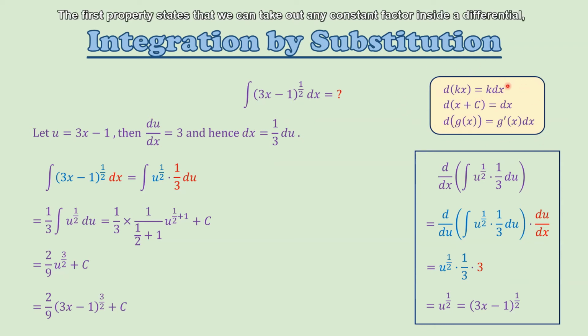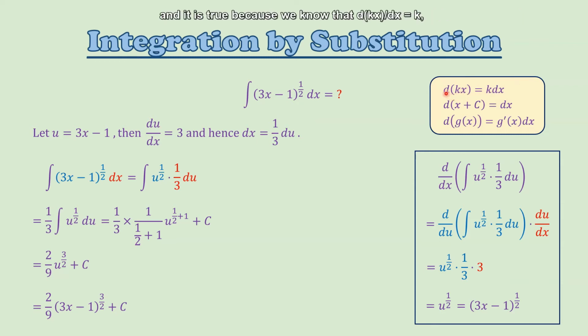The first property states that we can take out any constant factor inside a differential. And it is true because we know that d(kx)/dx is equal to k, and therefore d(kx) is equal to k dx. The second property states that any constant added inside a differential will not affect the differential itself. It is true because we know that d(x+c)/dx is equal to 1, and therefore d(x+c) is equal to dx.